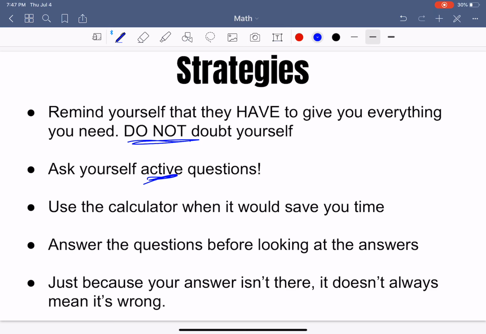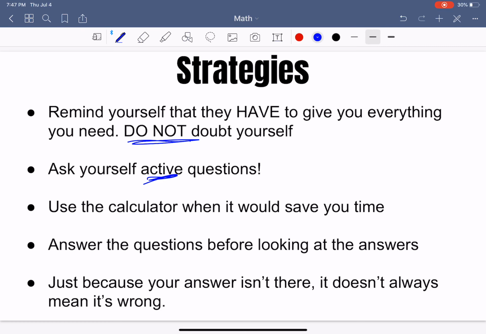Or if they only give you one side length, maybe be like, well, okay, so I only have one side length. What does this side length mean? What type of square, what type of triangle is this? What does it mean if this is that? How can I use this number? Those are active questions. Actively use the material they give you to try to come up with the way to solve it if you don't already know how to solve it.